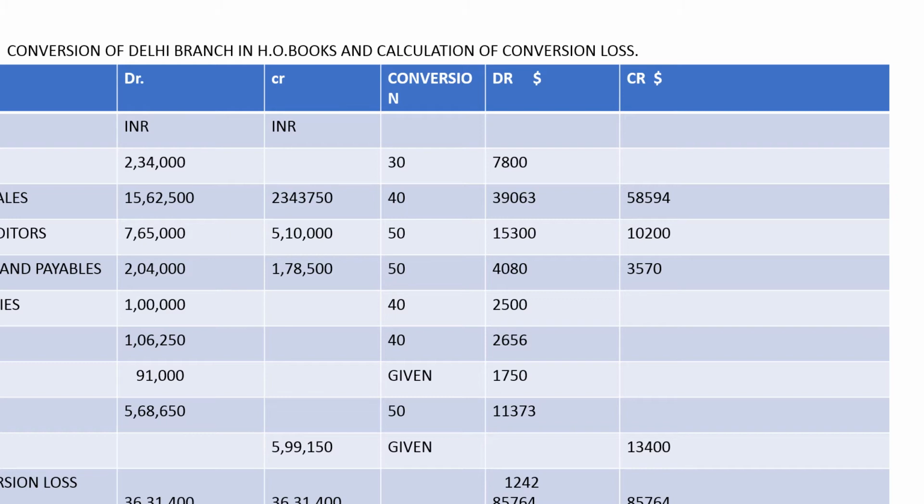Then head office account. Although in value it is given 5,99,150, we have to take the given value, which is 13,400. So both side total is coming 85,764. When the credit side total is more, we take it to the debit side total. The conversion loss comes to $1,242. That is, if this side is more, we take the difference as a loss.